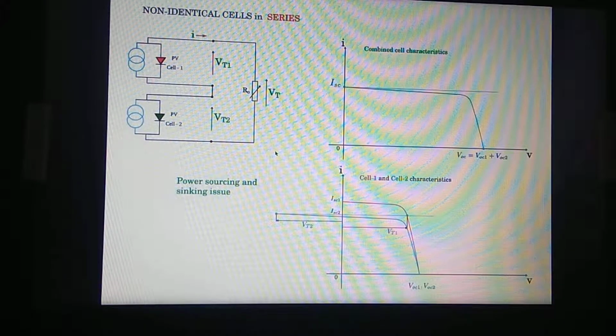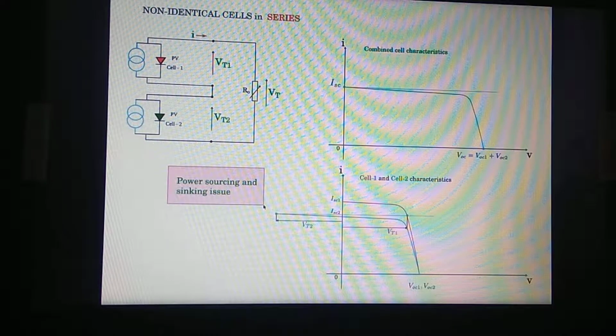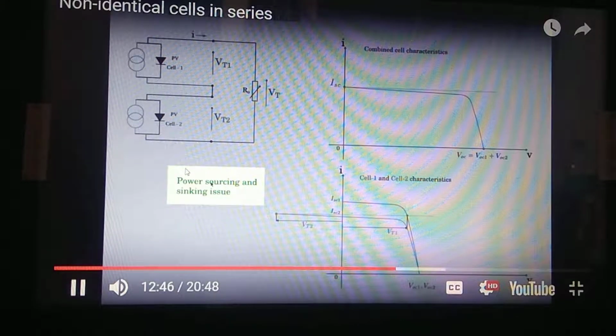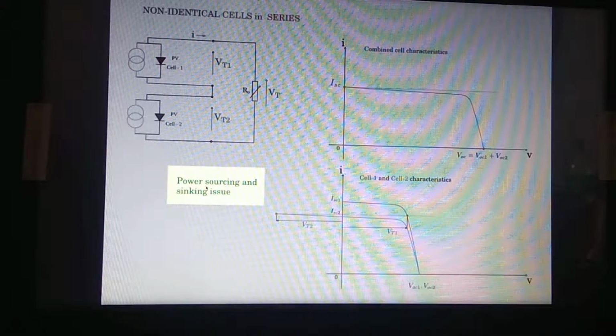Now let us look into some problems in series connecting non-identical cells. One of the main problems is that some of the cells will act as source and also sink. We saw that PV cell 2 under some operating conditions was sourcing, and under some other operating conditions was sinking power, which means dissipating, and as a consequence that cell can become hot during that condition and deteriorate.